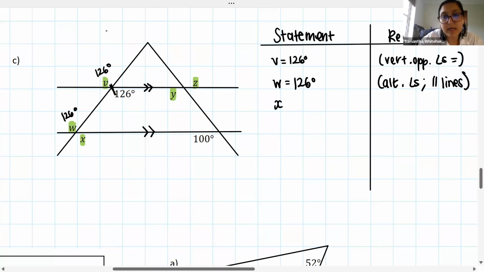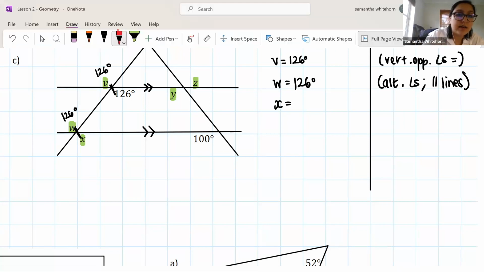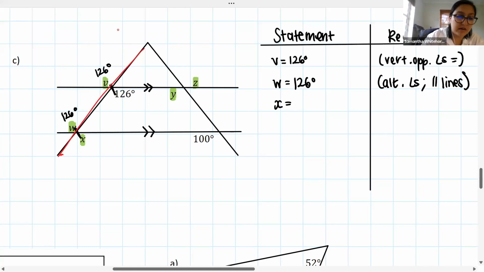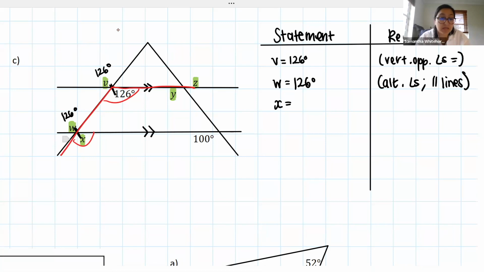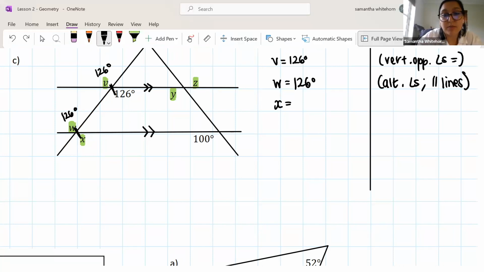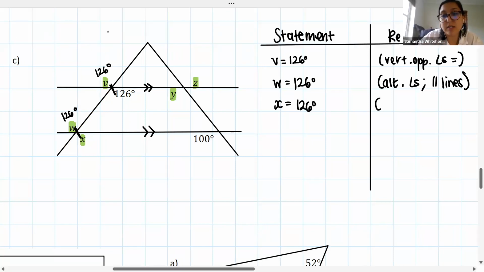Next letter in my alphabet is X. Again, we can see that X is vertically opposite to W. Or you can see that X and 126 are corresponding angles to each other. It's that F shape. Either one's absolutely fine, whichever one you go with. I saw corresponding first, so I'm going to go X is equal to 126, corresponding angles, and again, state parallel lines.